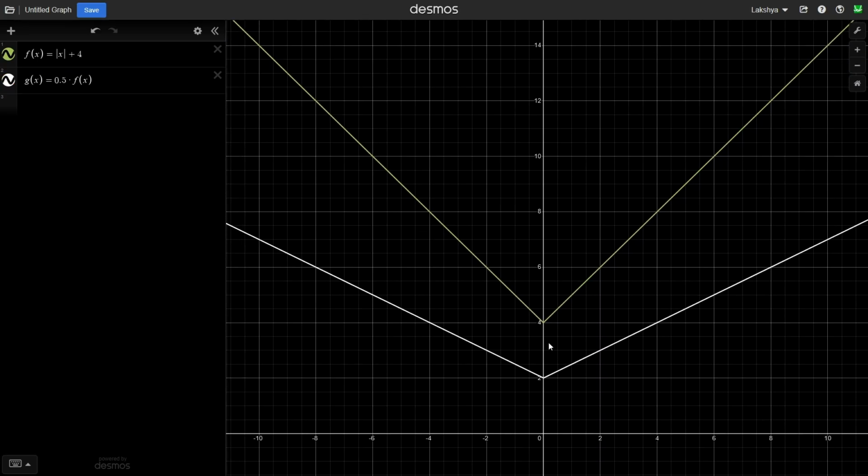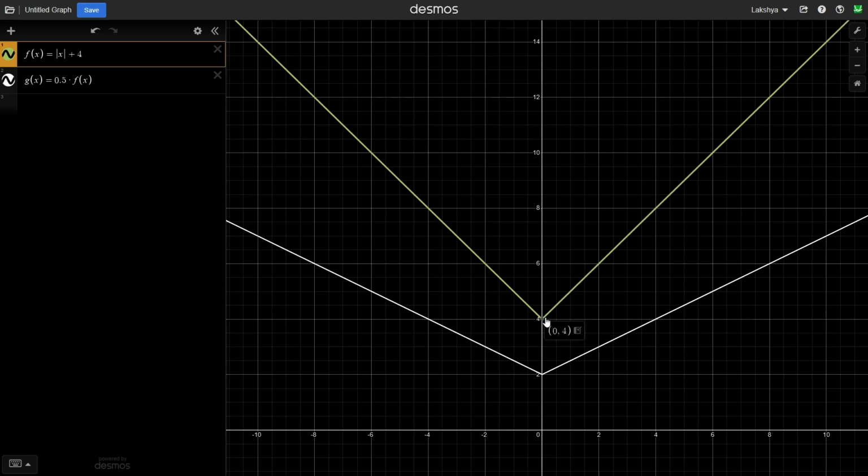Interesting. So what I'm seeing here, let's just analyze some points. Let's look at the points (0, 4) and (0, 2). Notice how their x values are kept the same, but the y values are halved. Well, that makes sense. All we're doing is multiplying all of our y values by 0.5. We're keeping the x the same, but multiplying everything by 0.5, or in other words, halving it.